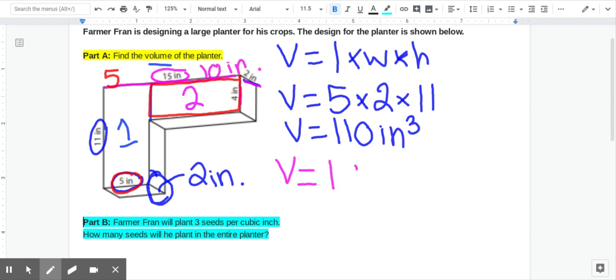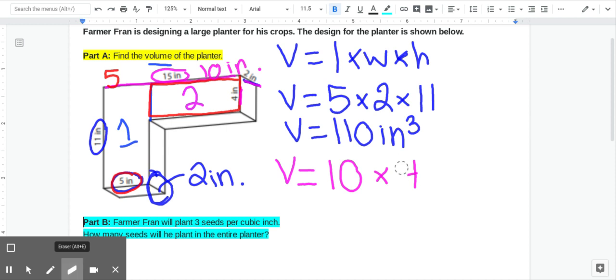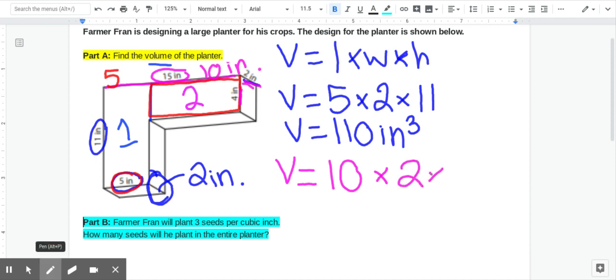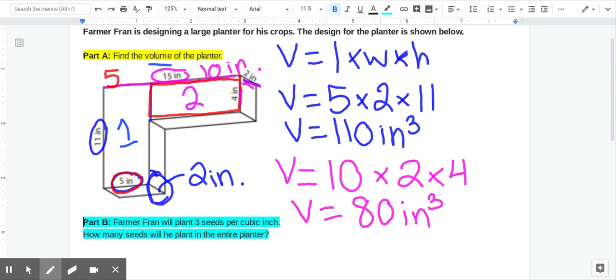So we have 10. And our width is going to be 4 inches. That was given to us. I'm sorry, that was the height. Let me erase. Our width is 2 inches. That was given to us. And our height is 4. So when we multiply all of these, we get 80 cubic inches.